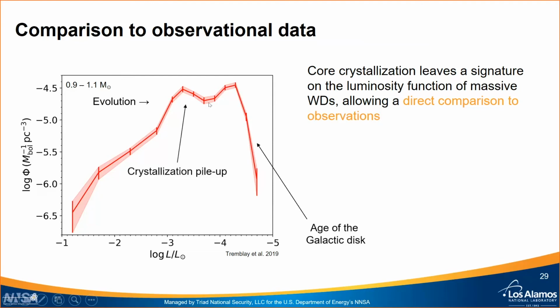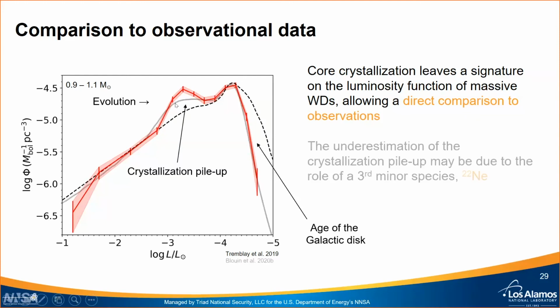Okay, so let's look at our crystallization pile-up. So first, if we use white dwarf models that don't include any core crystallization, this is what we find. So we are completely underestimating the number of objects that is here, which is to be expected because we don't have those new energy sources that slow down the cooling of the white dwarf. Now, if we include our new phase diagram in there, that's what we obtain. So the fit overall is pretty good.